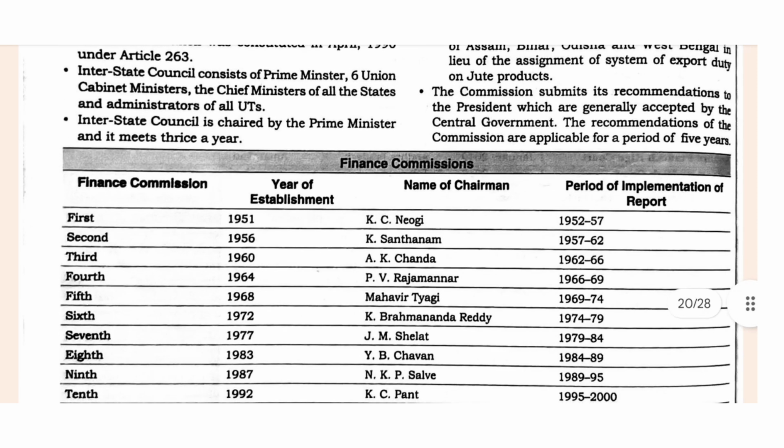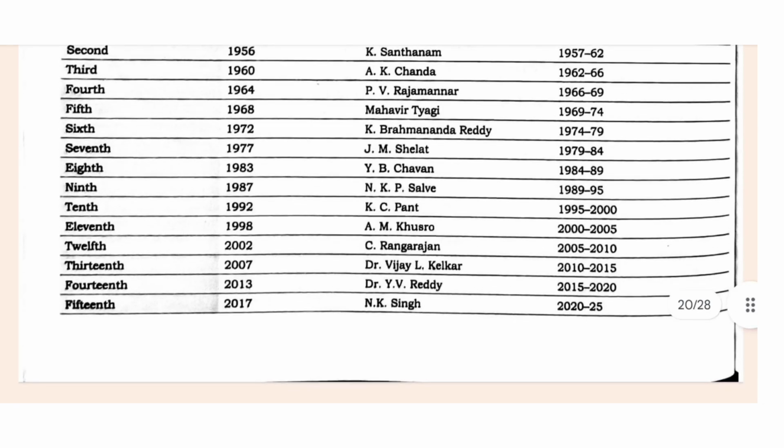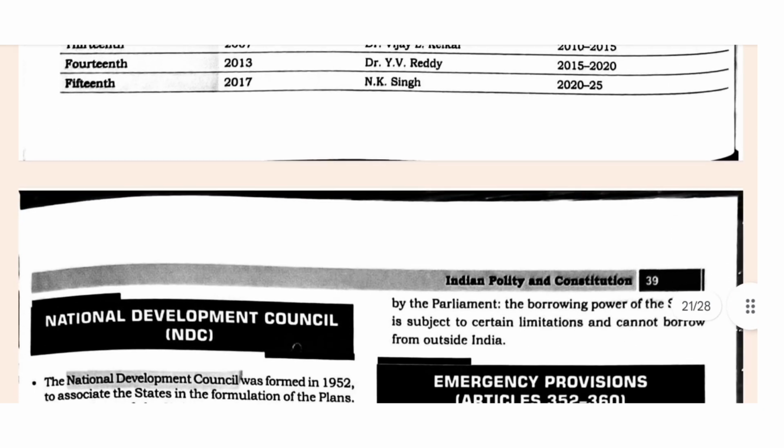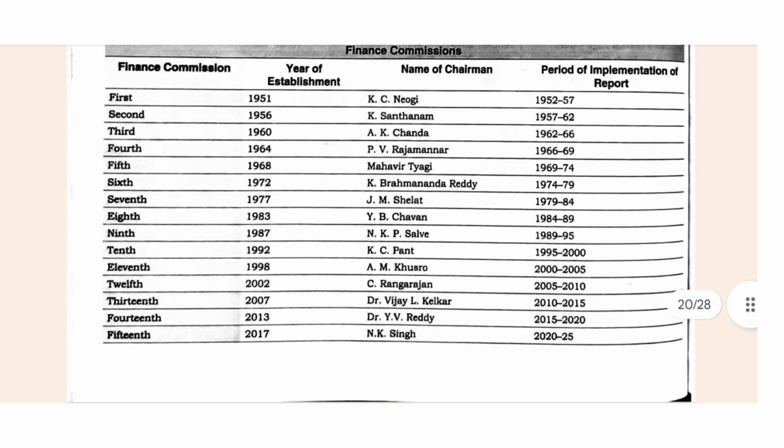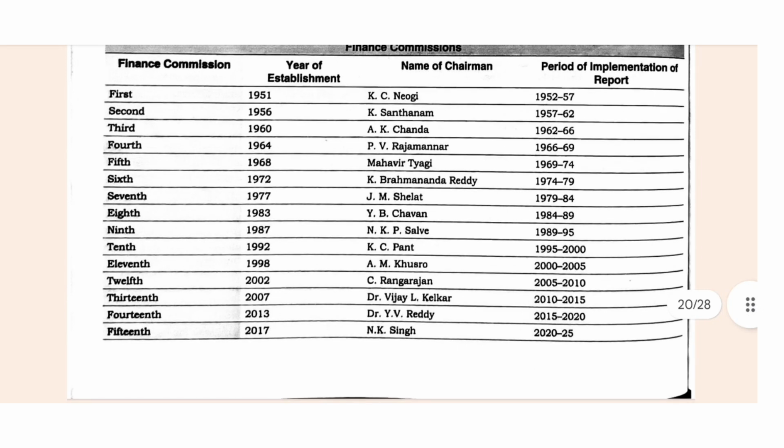The Commission submits its recommendations to the President, which are generally accepted by the central government. The recommendations of the commissions are applicable for a period of 5 years. Finance Commissions, First Finance Commission to 15th Finance Commission: the year of establishment and name of the chairman, and the period of implementation of the report.